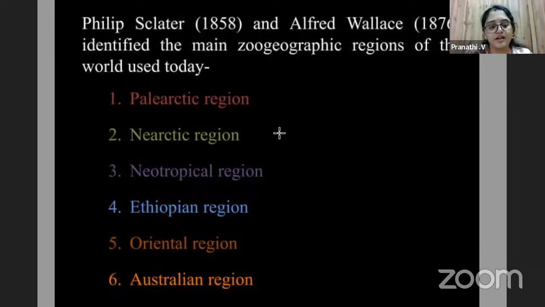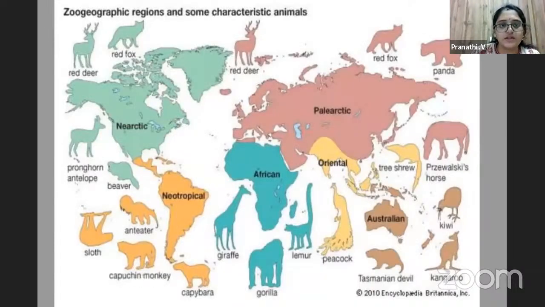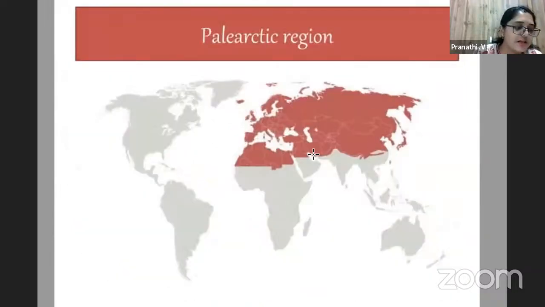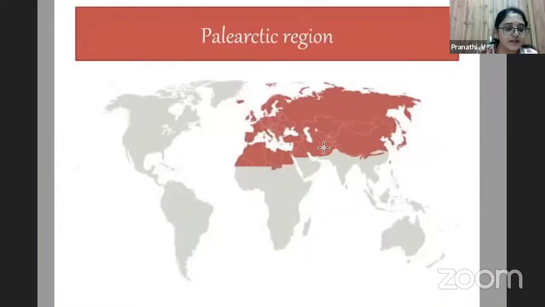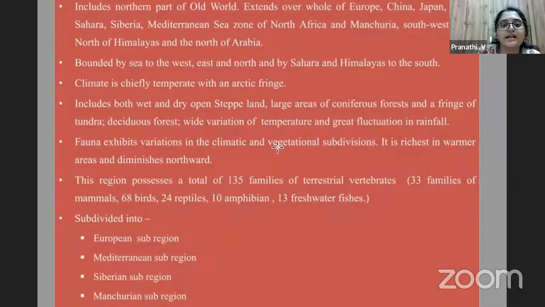The first one is the Palearctic region. This is divided into Euro-Siberian, Mediterranean basin. This is the whole zoo geographical region and the different kinds of characteristics of the animals. The Palearctic region has the Euro-Siberian region, then Mediterranean, Sahara, Arabian Desert, Western and then East Asian and freshwater regions. It is bound by the sea in the west, east, south, and the north by the Himalayas and by the Sahara and the Himalayas to the south, respectively. It has temperate regions, and around 135 families of terrestrial vertebrates. Then you have different kinds of flora and fauna that is present.